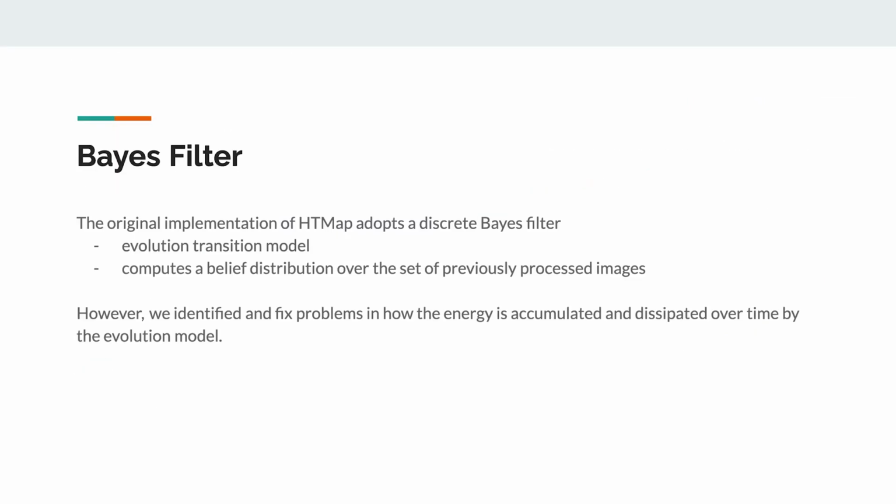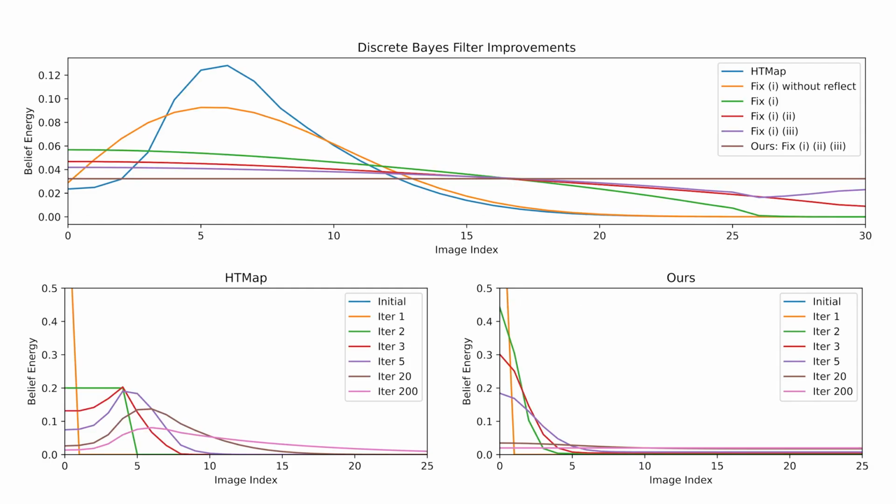In the original implementation of HTMap, a discrete Bayes filter utilizing an evolution transition model to compute a belief distribution over a set of previously processed images is used to avoid spurious image loop closures. We identify and fix a number of problems related to the accumulation and dissipation of energy over time by the evolution model. We ensure that the posterior distribution distributes its belief uniformly across all poses in the absence of measurement updates. The updated Bayes filter resulted in an efficient mapping and localization process.